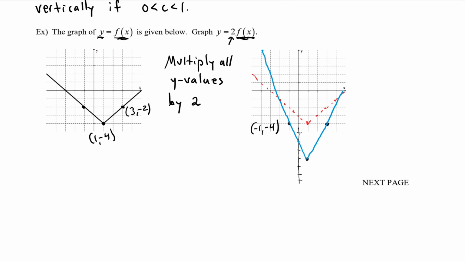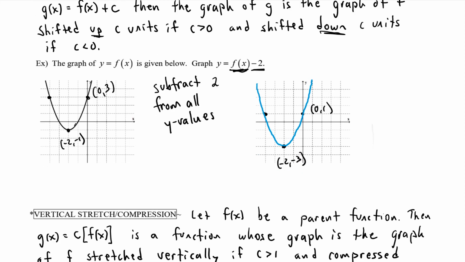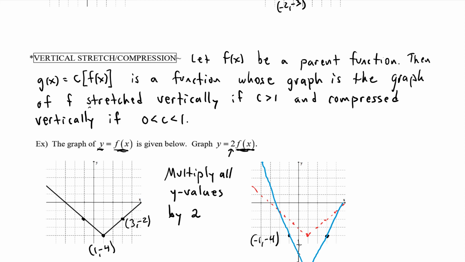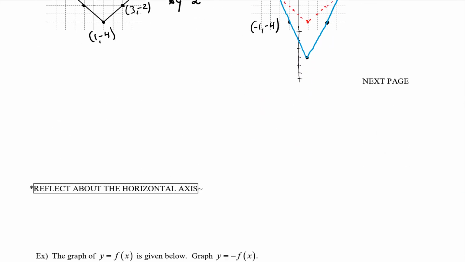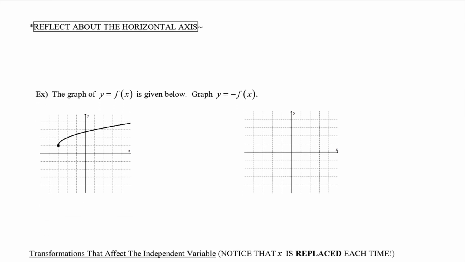So that's 4 transformations. Let's go back and look. I can shift it up. That's 1 transformation. I can shift down. That's 2. I can stretch vertically. That's 3. And I can compress vertically. That's 4. There's one more that changes the y values that we're going to look at. And that's a reflection about the horizontal axis. So the horizontal axis for us is usually the x-axis. So again, we're going to let f be a parent function.